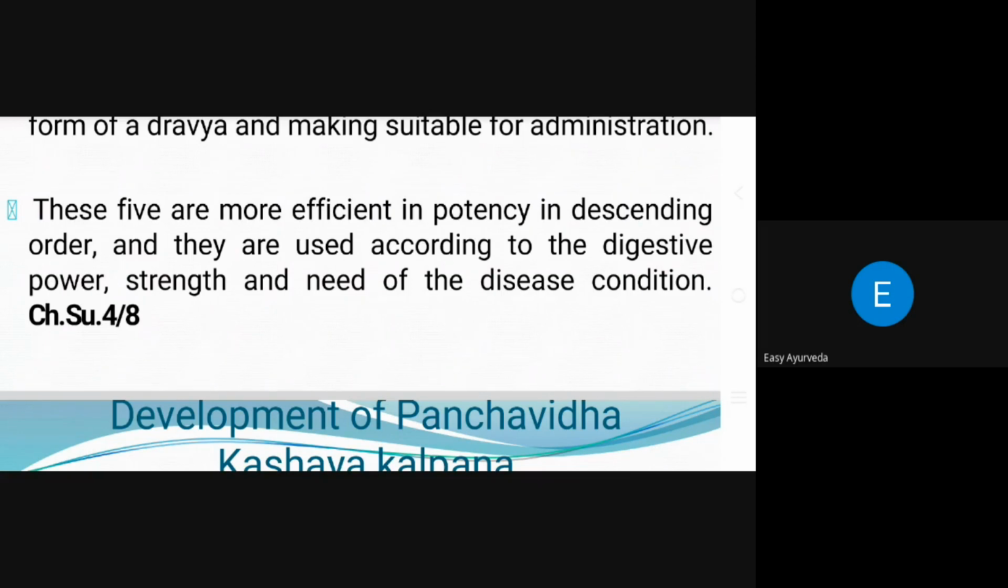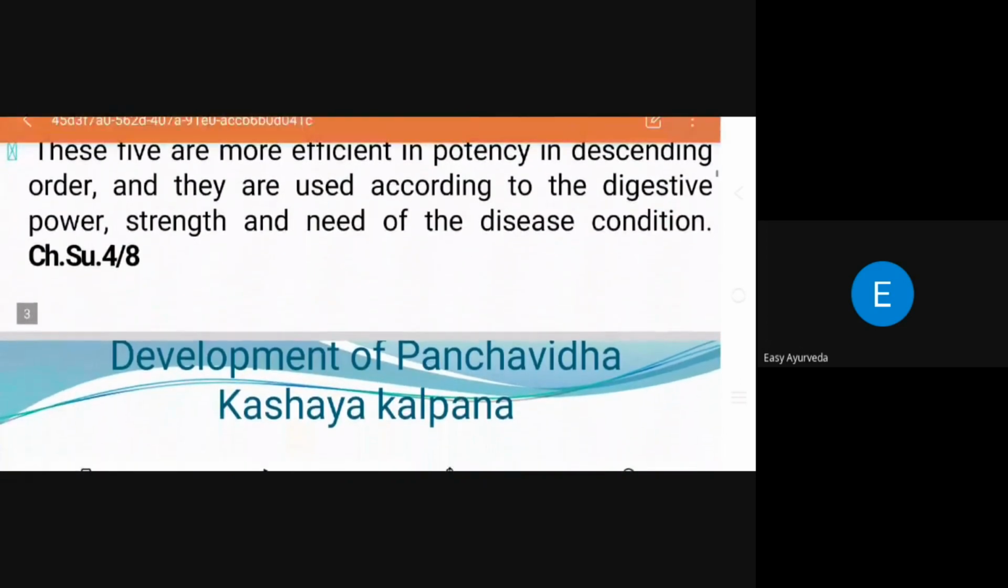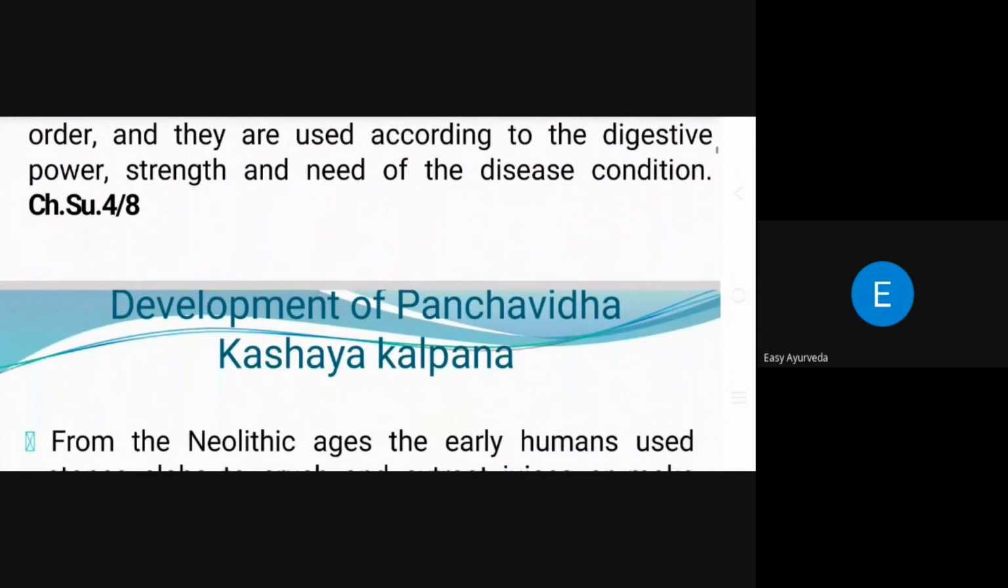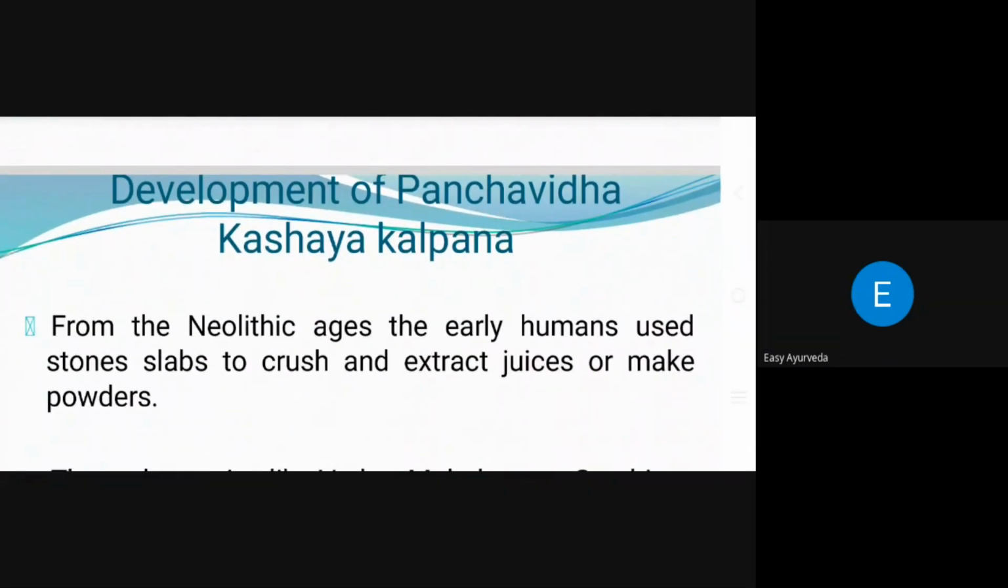On that basis only, we have to select the proper medication according to its potency. Because if the medication is of higher potency but the patient is very weak, and you adopt that medication, what is going to happen here? The potency of the medication is going to act on the patient's physique. So we have to choose which potency of the medication suits this condition. Here it is also mentioned that the potency is in descending order. They are the five, as I told, and we will come back to them and understand what the medications are.